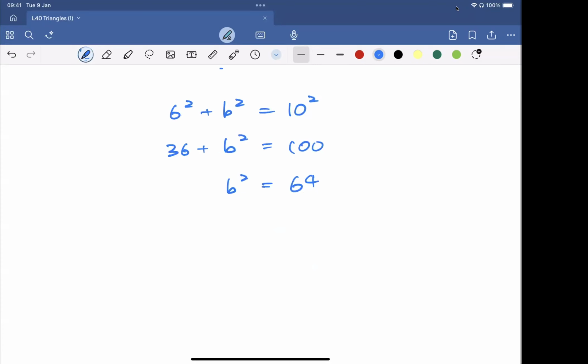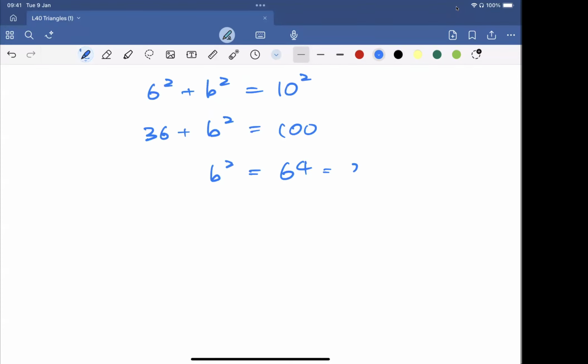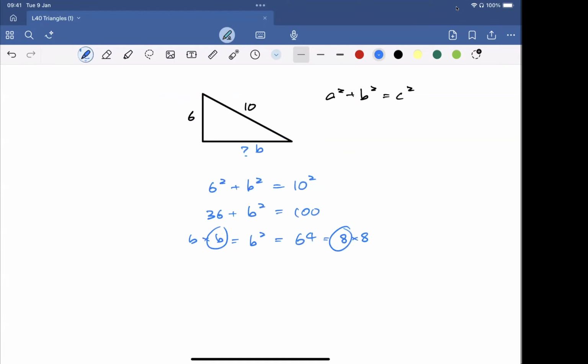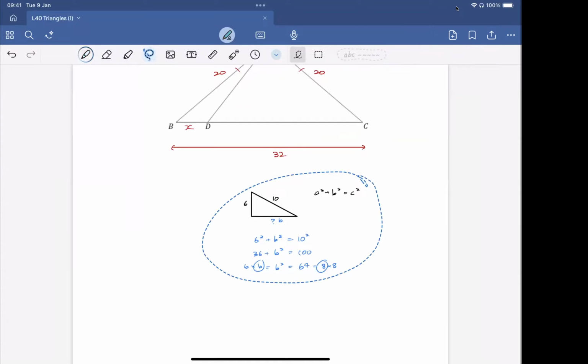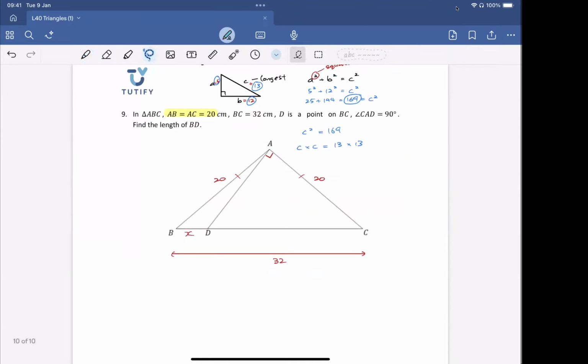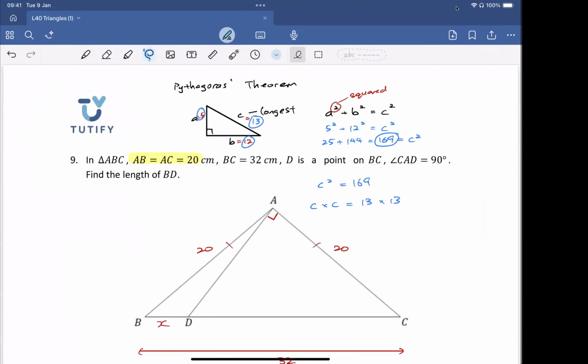If B squared is 64, then you ask yourself, 64 is 8 times 8, correct? B squared is B times B, correct? So B must be 8. Okay, good. So now everybody knows how to use the Pythagoras theorem. We are going to use it to find the length of one of the sides.